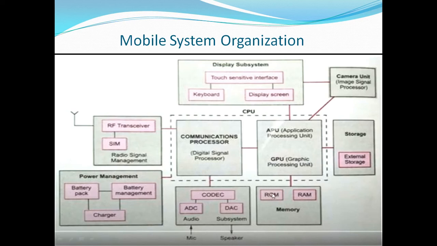Now this is the internal memory of your phone, but we can have external storage also. So there are memory cards which you can add to your mobile system for extra storage. Now your mobile system organization also has power management, which has limited power. Why? Because it is attached to a battery unit. So this is the mobile system organization.